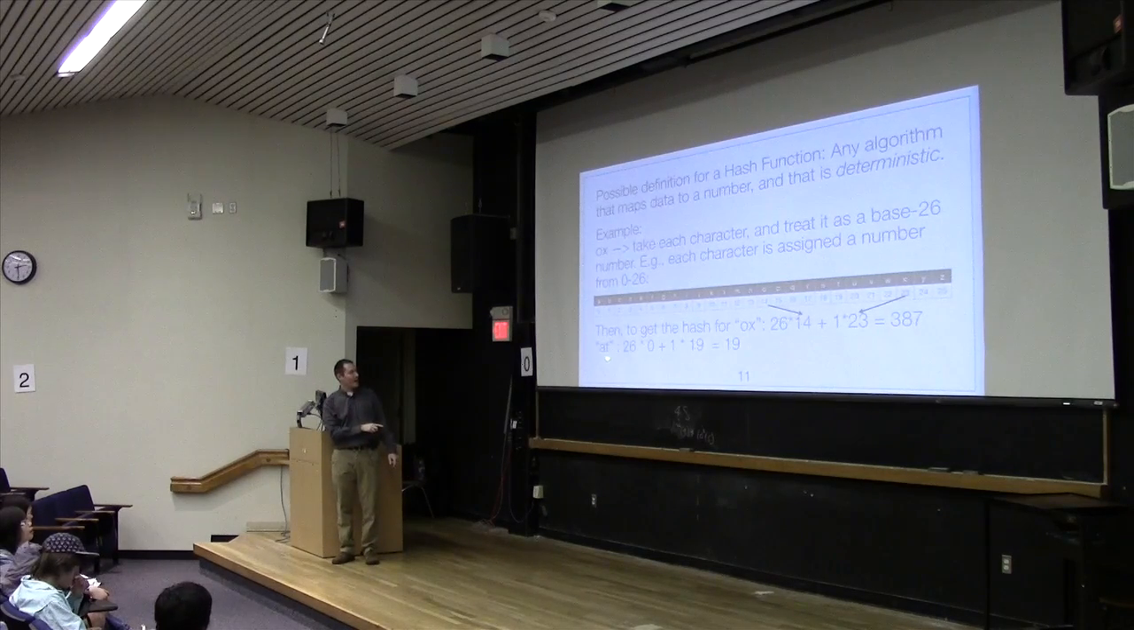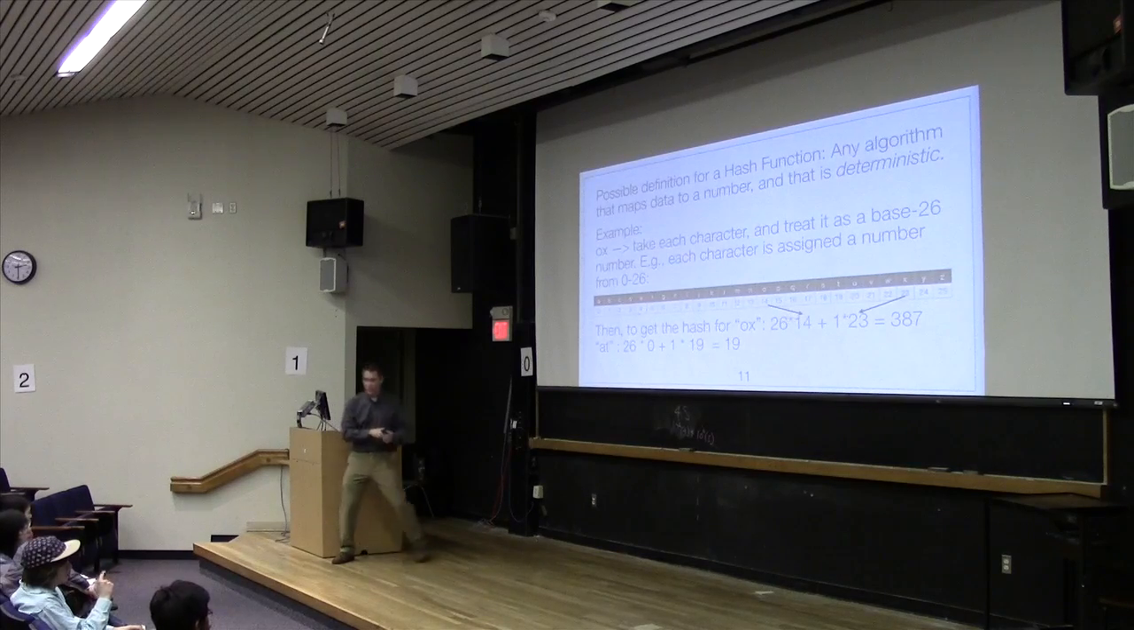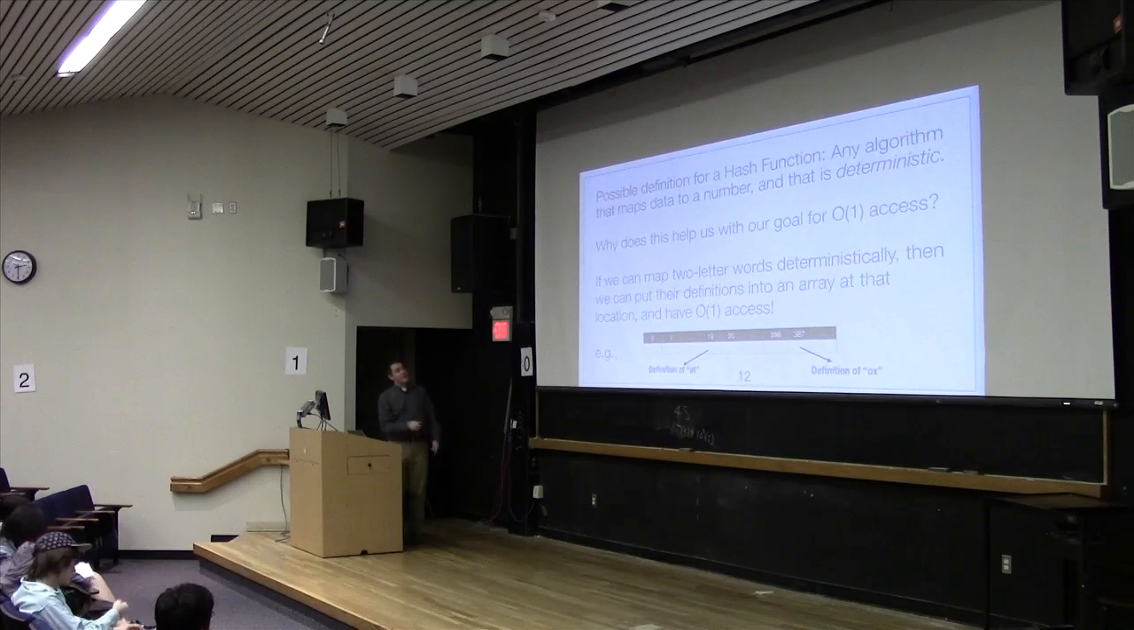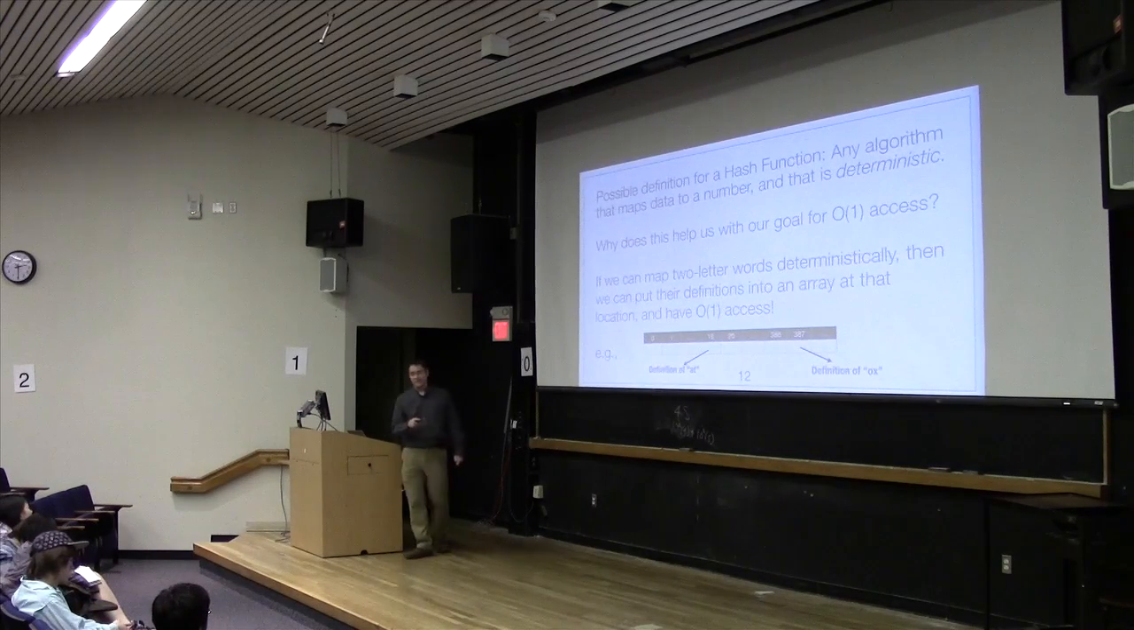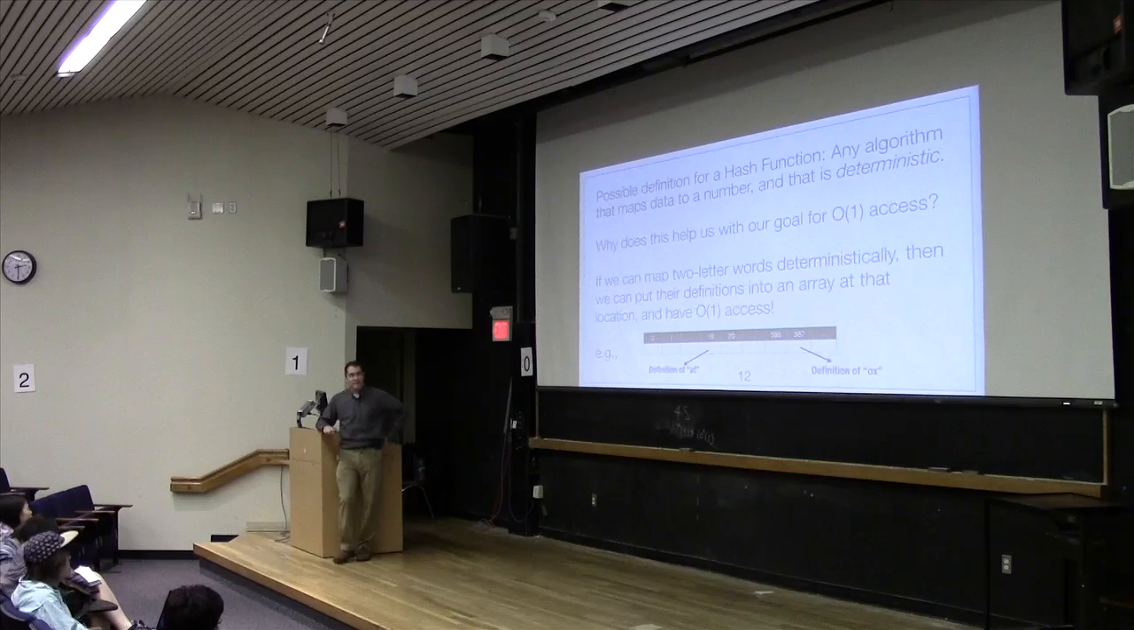Okay, everybody see how you do at? You do 26 to the first power times 0, because a is 0, plus 26 to the 0, which is 1, times 19, which is where t is. Right? Makes sense? Okay, good. All right. So that's our first try at a definition for hashing, for a hash function.